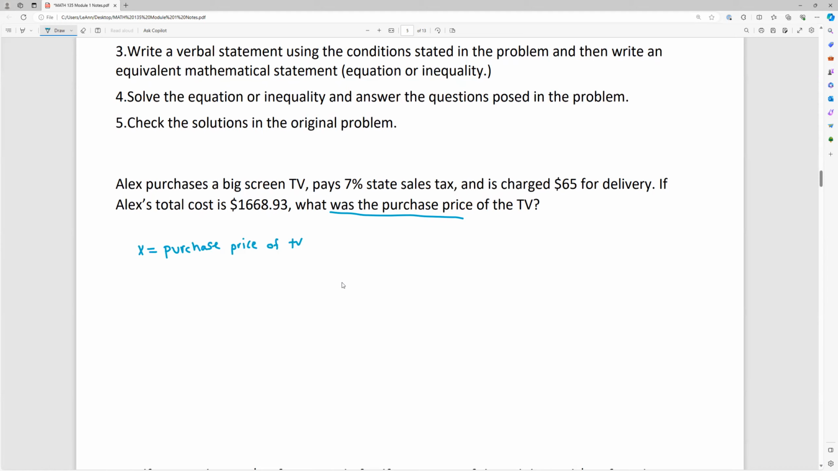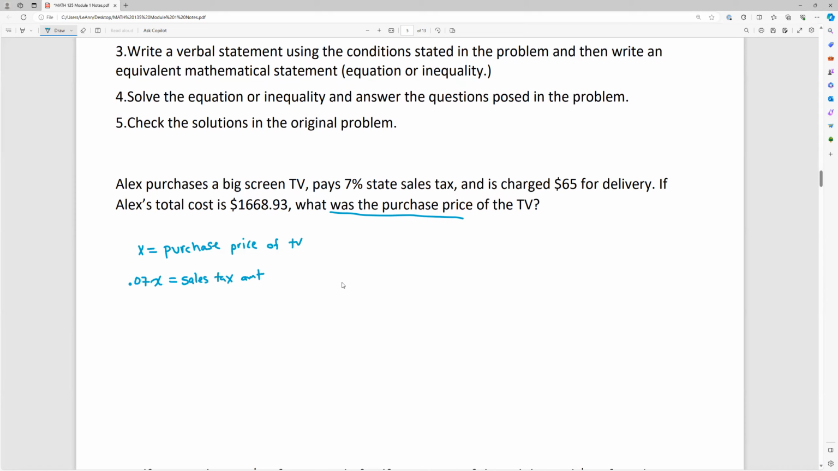When you do a percentage of something, you use the decimal version of the percent. So you move it 2 places to the left, or you can divide by 100 to turn it into a decimal. So it's 0.07 times X. This is going to be the sales tax amount.